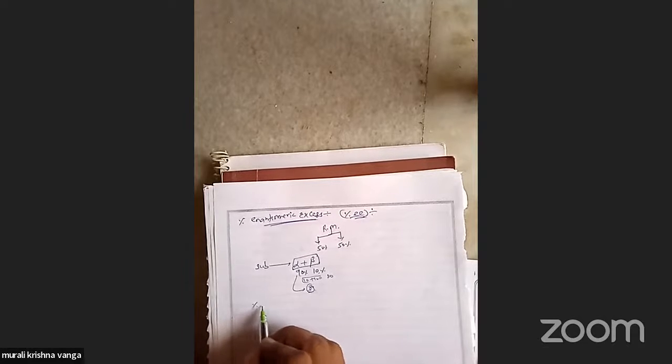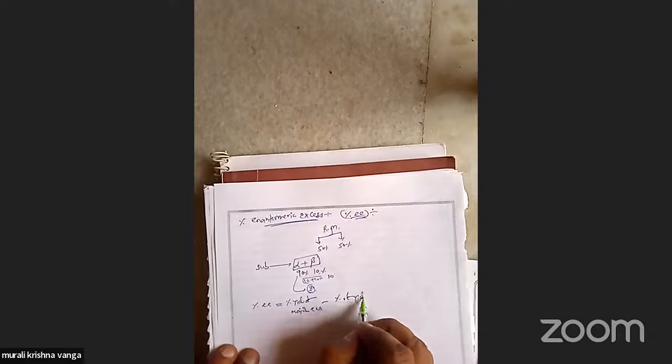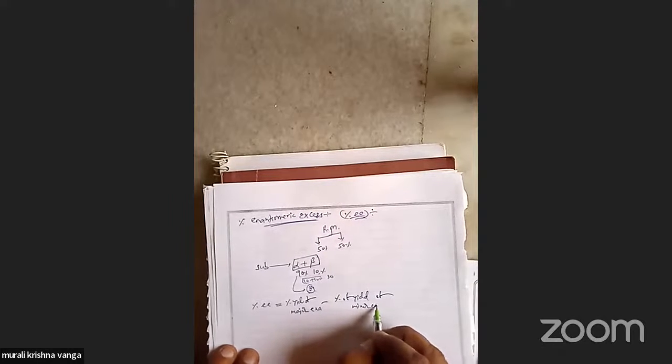So how to identify the percentage of enantiomeric excess: it means the percentage of yield of major enantiomer minus the percentage of yield of minor enantiomer. Very, very important.